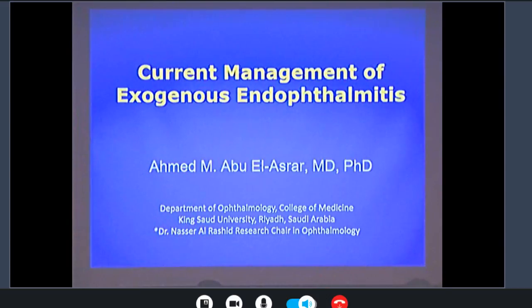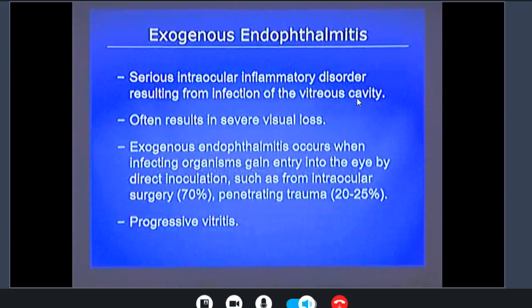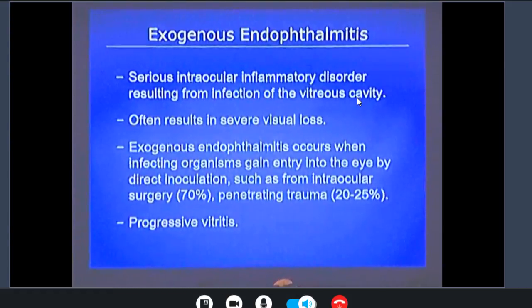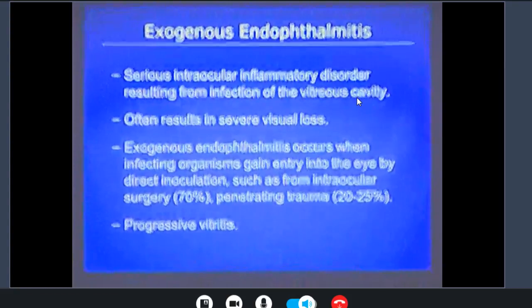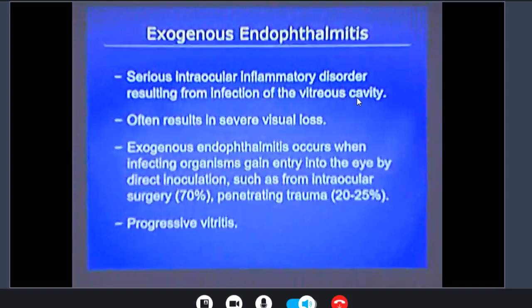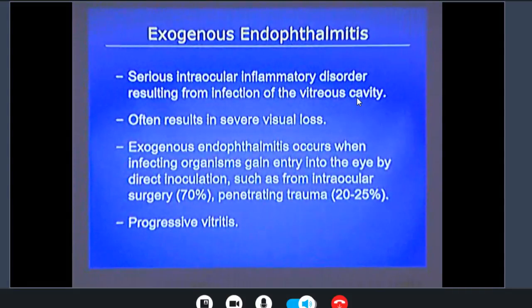As I said, there are two types of endophthalmitis that can occur after cataract surgery. The most common type is the acute endophthalmitis. So if we talk about exogenous endophthalmitis as a whole, it is a serious intraocular inflammation resulting from infection of the vitreous cavity. It often results in severe visual loss.